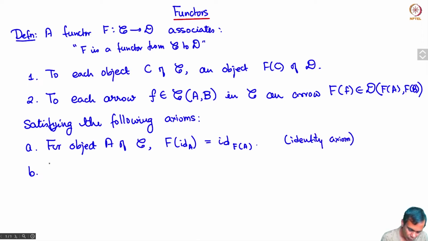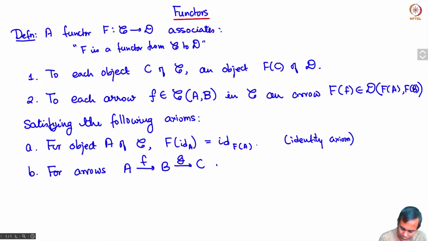And the second is the composition axiom, which says that, suppose you have A, B, and C, three objects in the category C, and you have arrows f and g in C. F(g circle f) should be F(g) circle F(f). This is called the composition axiom.